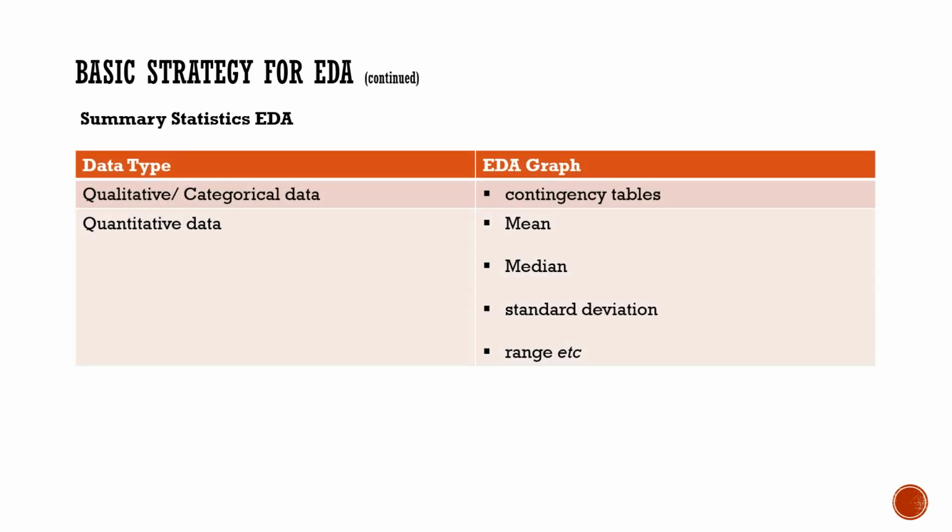When you're looking at statistical analysis of your data, when you're dealing with qualitative categorical data, you would want to make use of a contingency table. And if you are dealing with quantitative or numerical data, you might want to look at things such as the mean, median, standard deviation, and the range.